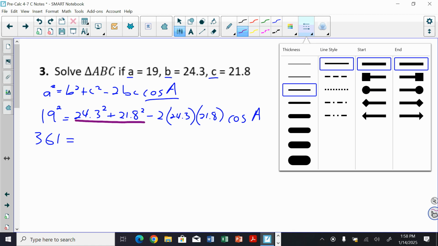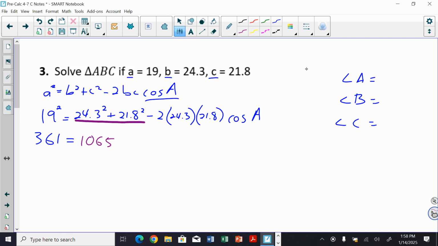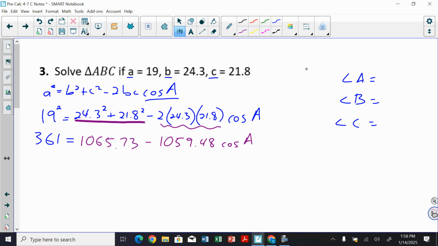I squared them and added them, and so I think I get 1065.73. And then this part here, I multiplied all those together, and you got 1059.48 cosine of A. And now it's that two-step problem we were talking about.